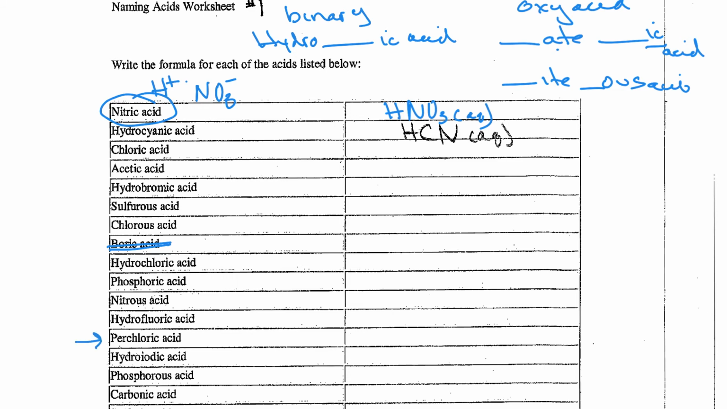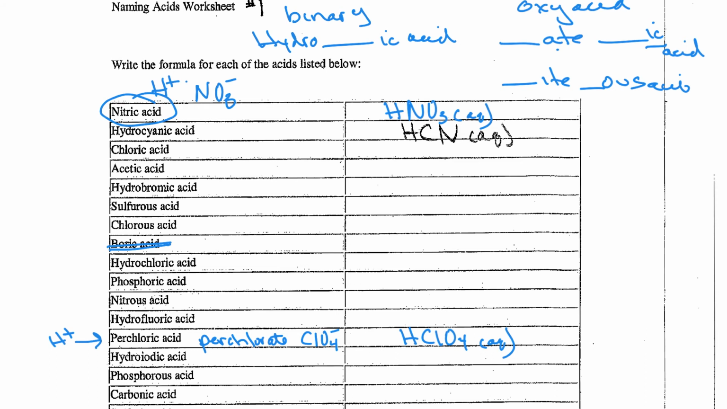Let's try perchloric acid. Well, perchloric acid must have come from perchlorate. And perchlorate, I know, is ClO4 minus. All right? And so I know that hydrogen is a +1, and so perchloric acid is HClO4 AQ. All right? Let's try this one.